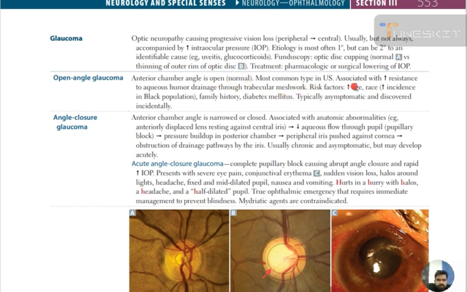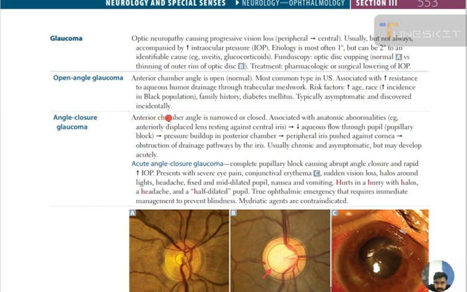Risk factors include increased age, race, increased incidence in the black population, family history, diabetes mellitus. It is typically asymptomatic and discovered incidentally. The next is angle closure glaucoma.